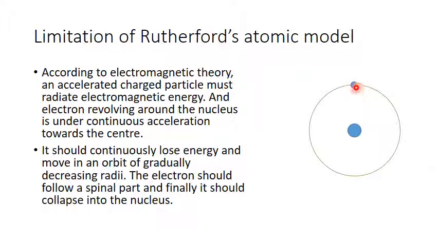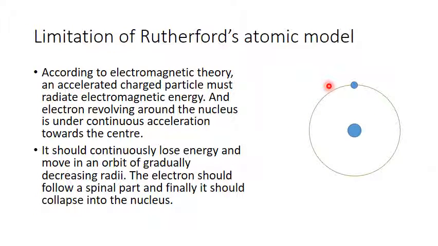Now, if this charge which revolves around the nucleus gives out energy, will it be able to maintain this position? No. So what will happen? This electron revolving around the nucleus will slowly undergo a continuous acceleration towards the center. That means it should continuously lose energy and move in orbits of gradually decreasing radii. The electron should follow a spiral path and finally it should collapse into the nucleus.